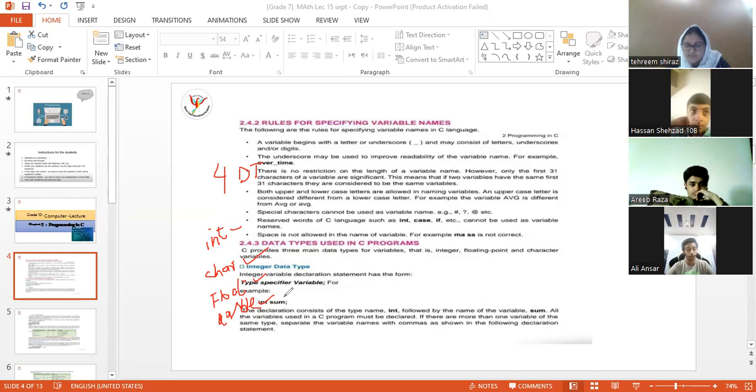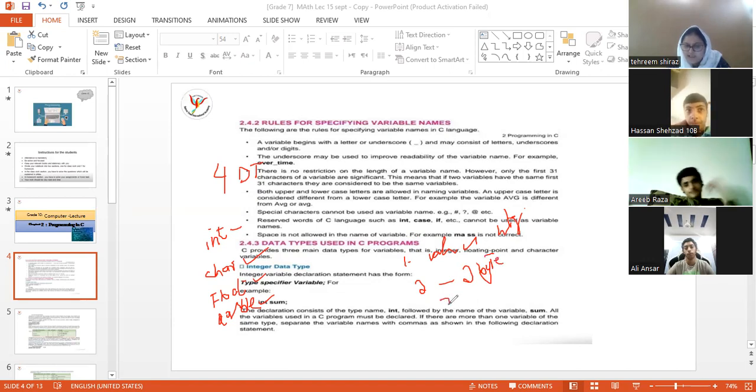The integer values means that first of all, they include the integer data type. Then the next one is they hold only 2 bytes of space in the memory. They hold only 2 bytes of space in the memory.